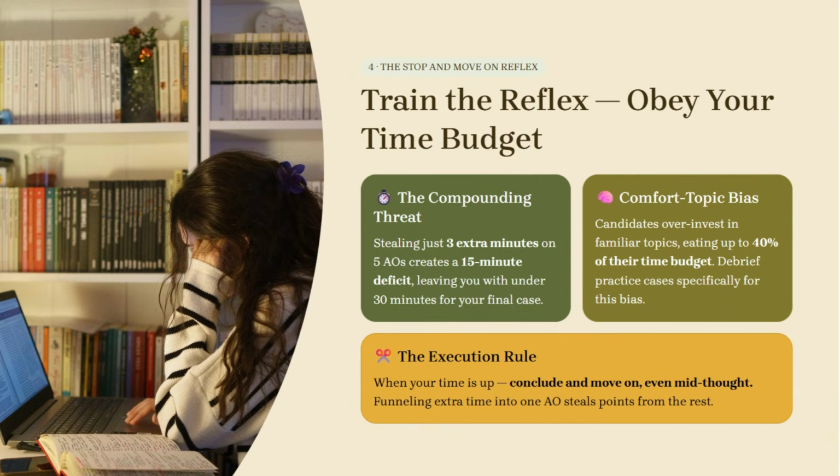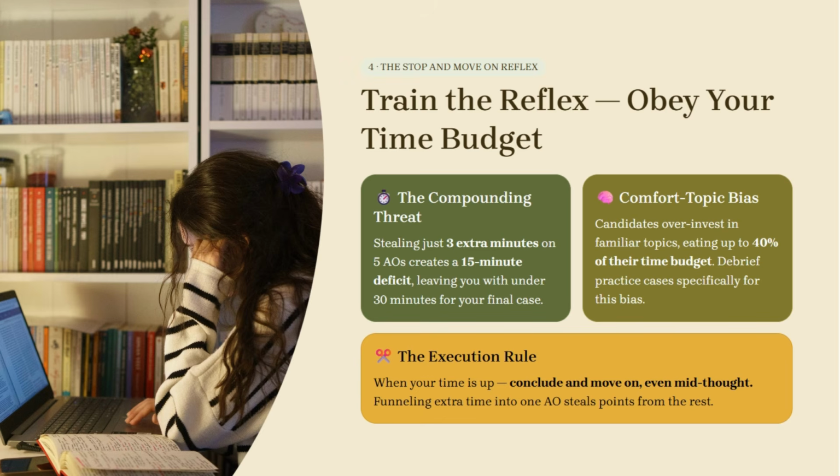Step 4. The stop and move on reflex. Step 4 is mastering the stop and move on reflex. This is a defensive psychological habit you must build. The rule is simple. When your allotted time for an assessment opportunity expires, you must conclude and move to the next requirement immediately, even if you are in the middle of a thought or a sentence.